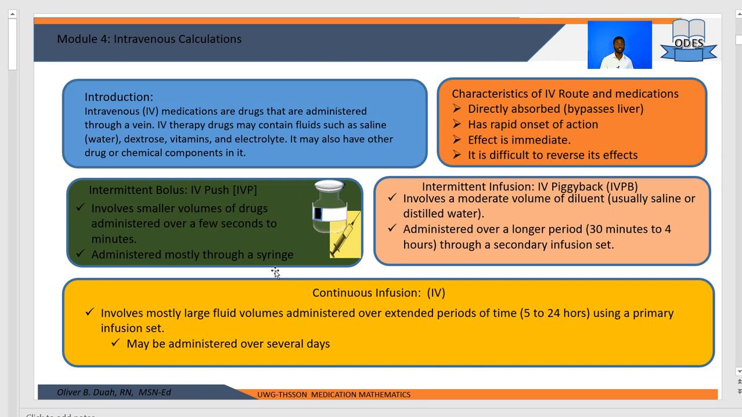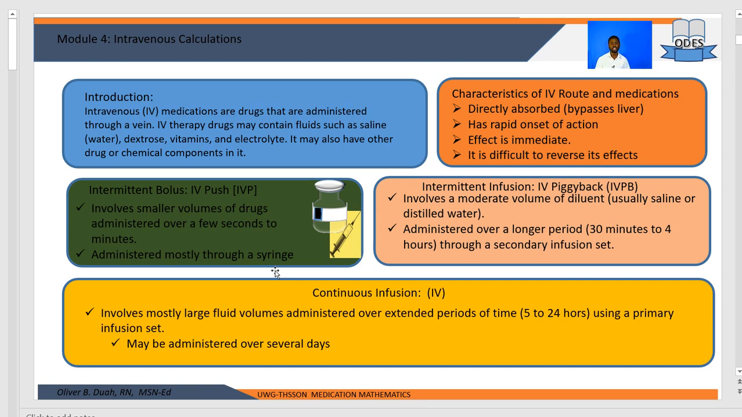There are various forms of IV medications. First, we have intermittent bolus medications, which is signified by IVP, which is IV push. This involves smaller volumes of drugs administered over a few seconds to 30 minutes. They are administered mostly through a syringe. You'll find the time over which you should infuse or inject these medications in some common drug guides, such as your Davis Drug Guide or Nursing Central for nurses.